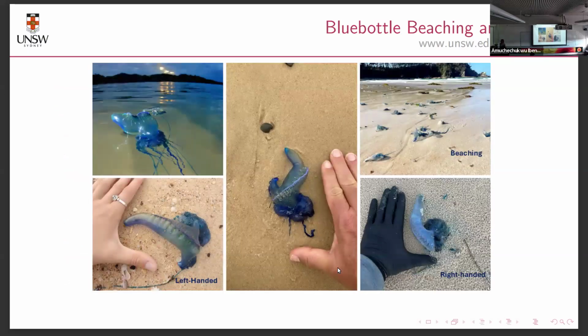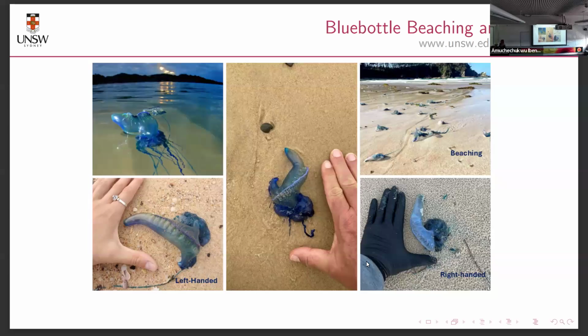So first of all, when you look at this picture, you could see what a bluebottle is. Most of us see these on the beach. These are bluebottles in the water, and this is bluebottle beaching, where they're pushed ashore on the beach. We have two types of bluebottle, left-handed and right-handed. Depending on where the wind blows, if you are left-handed, it carries you towards the left, and if you're right-handed, it depends on where the wind direction is coming from. So that is why this picture is showing you left-handed and right-handed bluebottles.